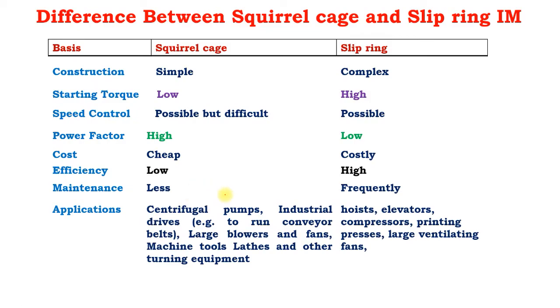From the application point of view, as you know, 90% of the motors are squirrel cage, hence it is used in centrifugal pumps, industrial drives, large air blowers, fans, etc. The slip ring motor has very high starting torque, hence it is used in lifting loads like hoists, elevators, compressors, printing presses, and large ventilating fans.